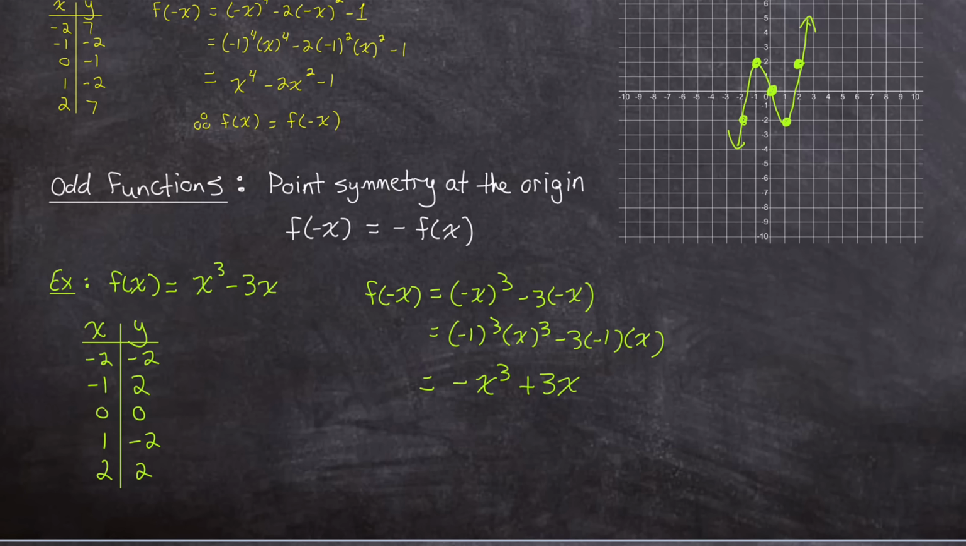And now let's look at an expression for the negative of f of x. So I just have to multiply my f of x output by negative 1. And when I distribute that negative 1 to both the x cubed and the negative 3x, I get negative x cubed plus 3x. So notice the equation of f of negative x is exactly equal to the equation of the negative of f of x, which proves that this is an odd function.